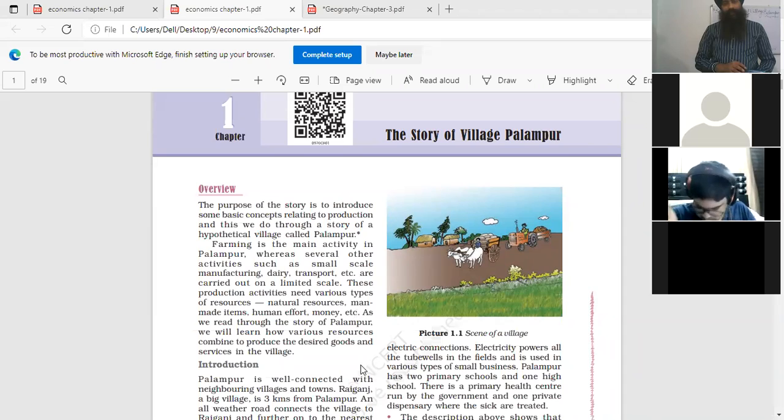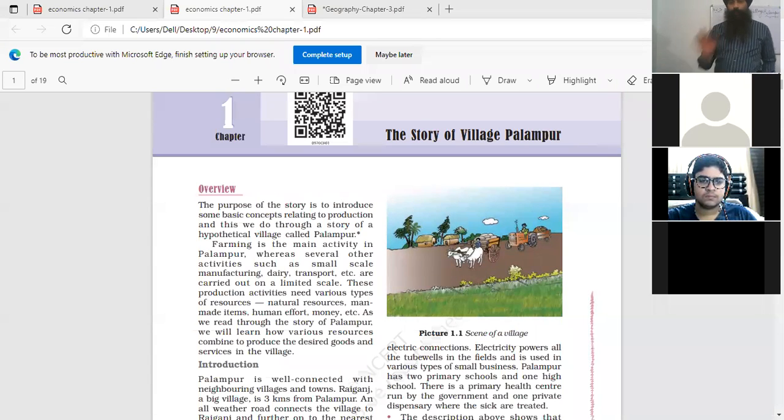But the hypothetical village, its study explains that modern villages have a variety of activities, a different number of activities basically done by the people to earn their livelihoods, to earn their income.